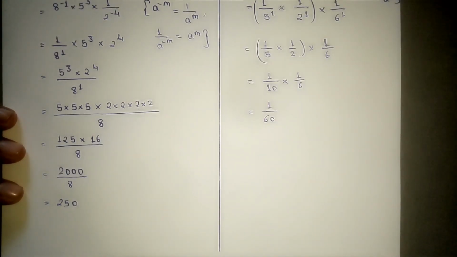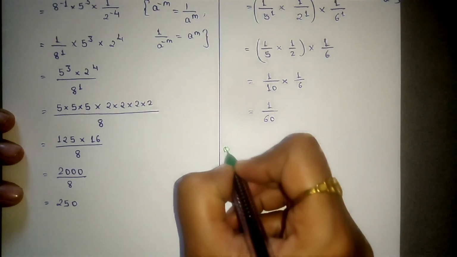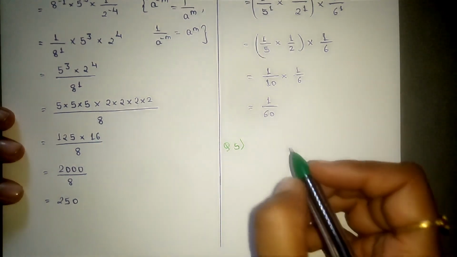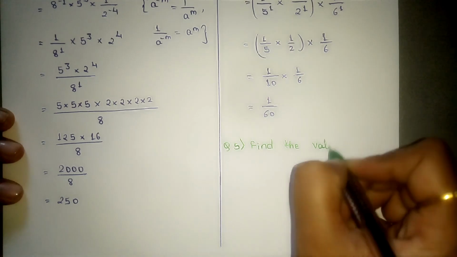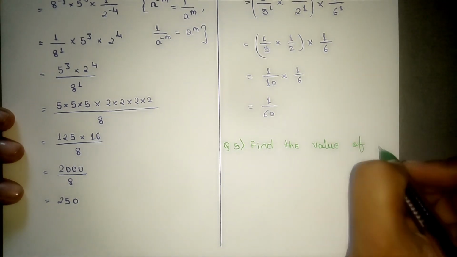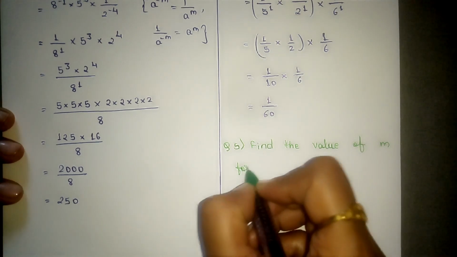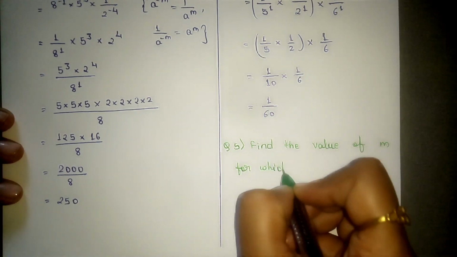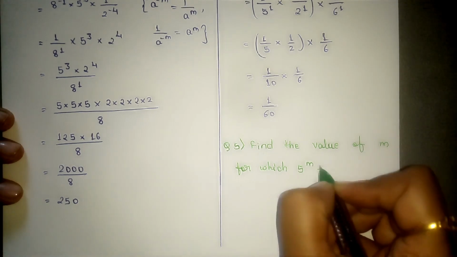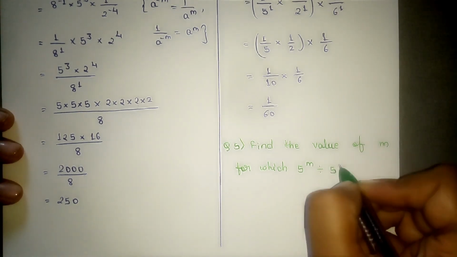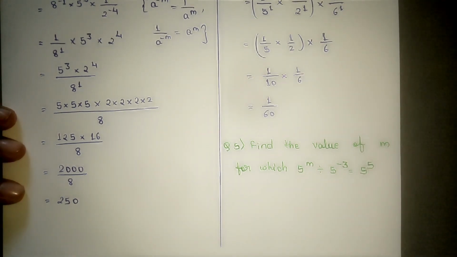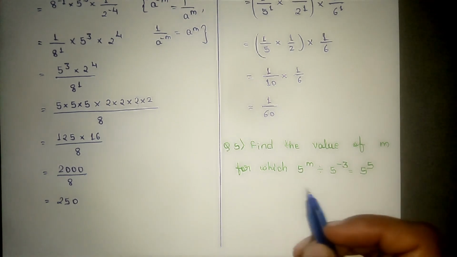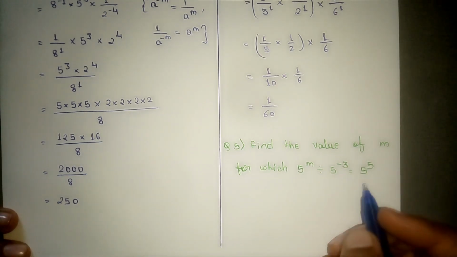Then after that the next question, that is question number 5. It is given: find the value of m for which 5 raised to the power m divided by 5 raised to the power minus 3 equals 5 raised to the power 5. So this is the given question, and here we have to find out the value of m, and to find out the value of m we have to simplify this equation.